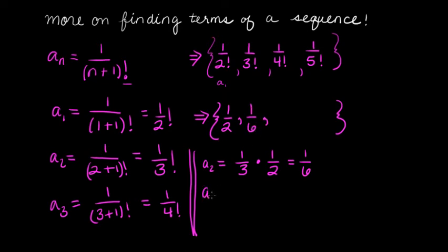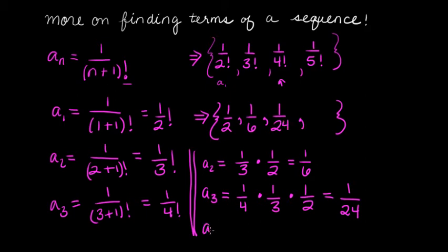Moving to the next term, a sub 3, which in this case is right here, we have 1 over 4 times, going backwards, 1 over 3 times 1 over 2. All right, so we're going to multiply all these up. This will give us 1 over 4 times 3 is 12, 12 times 2 is 24. 1/24.